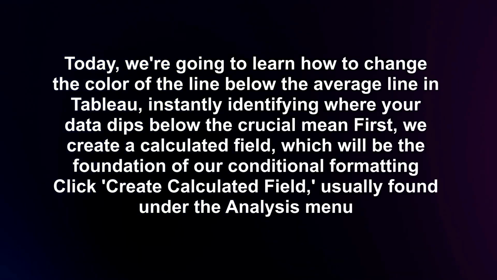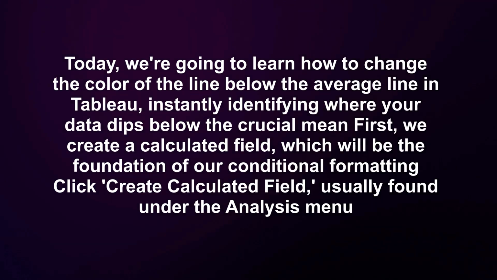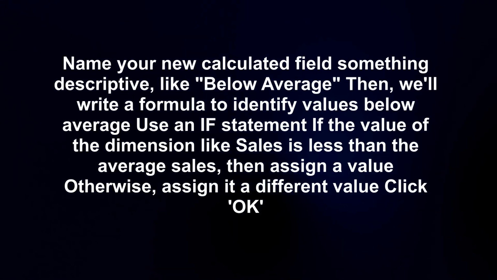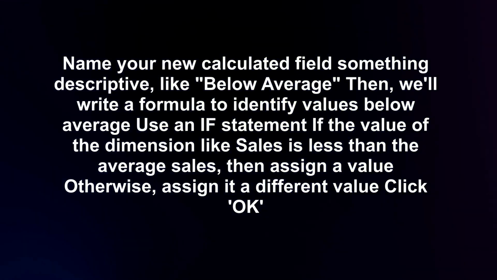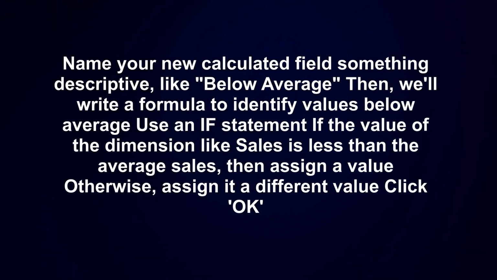First, we create a calculated field, which will be the foundation of our conditional formatting. Click Create Calculated Field, usually found under the Analysis menu. Name your new calculated field something descriptive, like below average. Then, we'll write a formula to identify values below average.